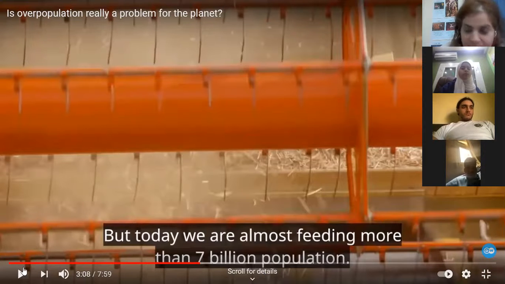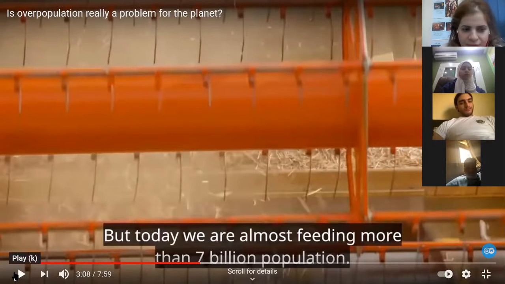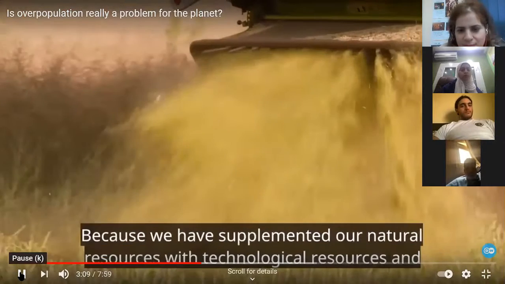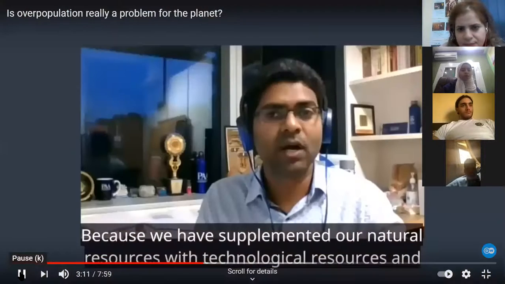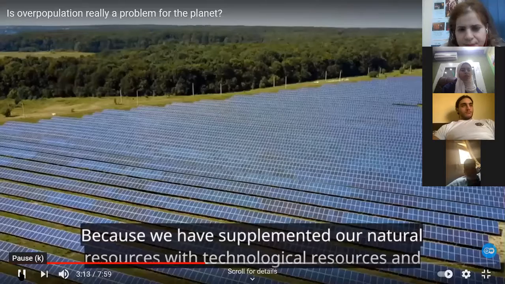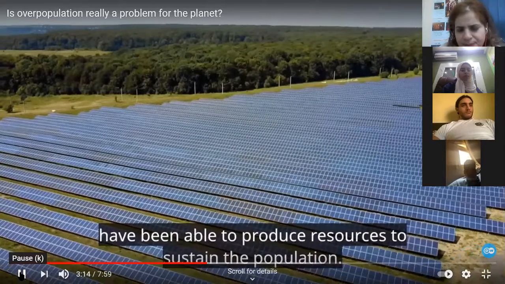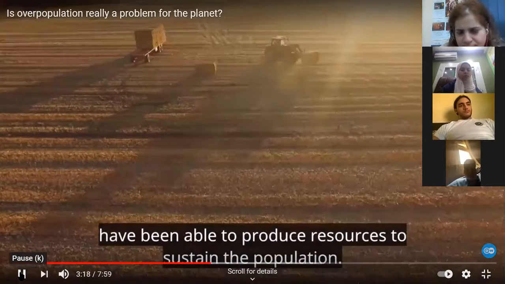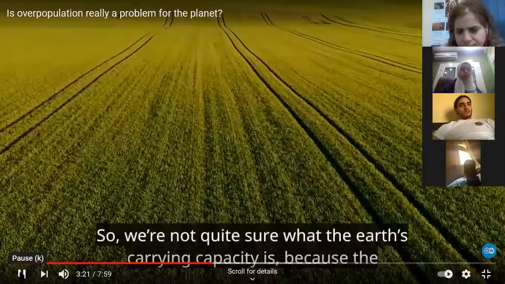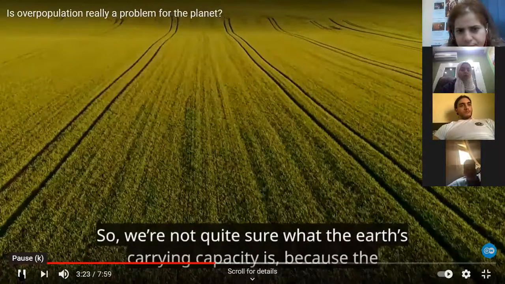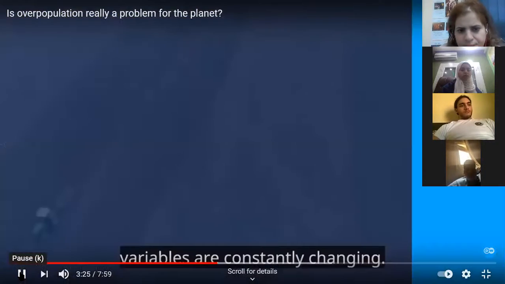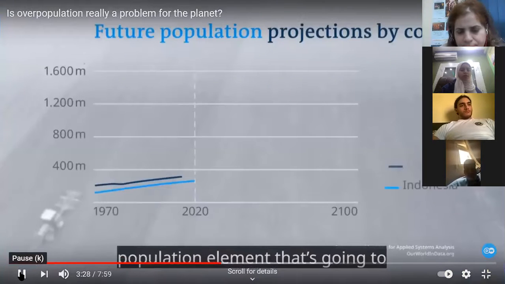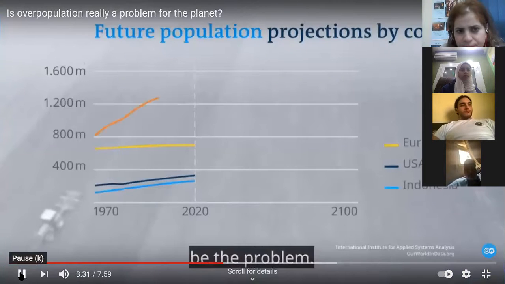So here, obviously, there are big numbers, okay, and you'll find that it is a huge problem, because we have supplemented our natural resources with technological resources, and we have to use the resources to sustain the population. So we're not quite sure what the Earth's carrying capacity is because the variables are constantly changing. One thing's for sure, it's not the population element that's going to be the problem.